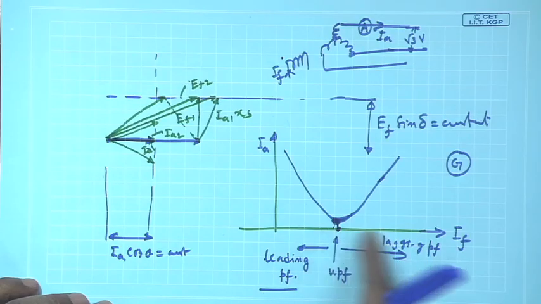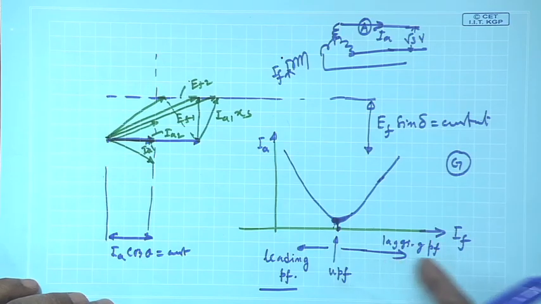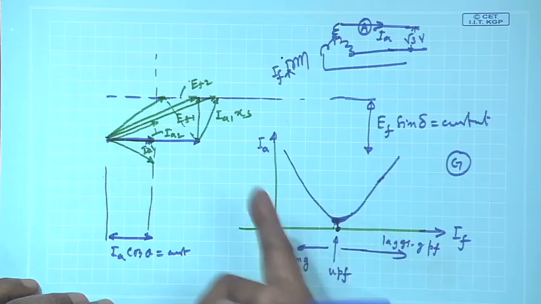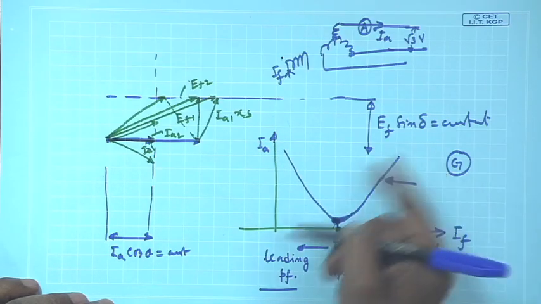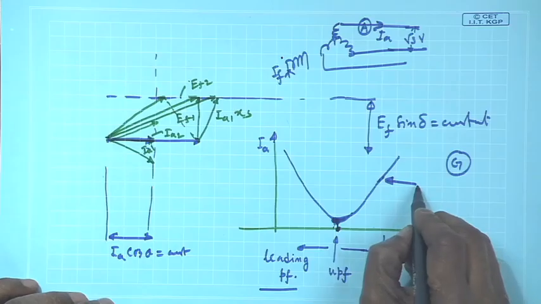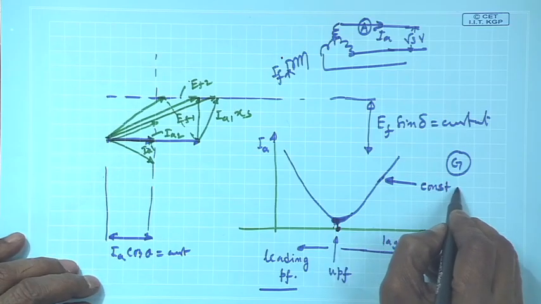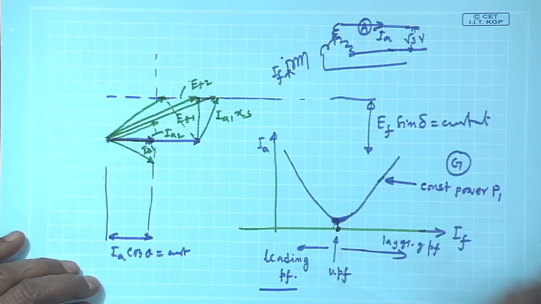So, you see over excited synchronous machine operates at lagging power factor, under excited synchronous machine operates at leading power factor. Of course, if you draw this curve, you must attach another parameter to this. What is that? At some constant power, say P 1.